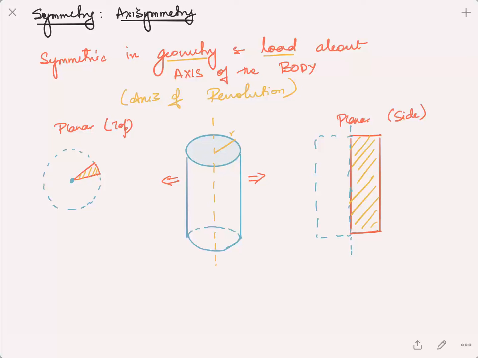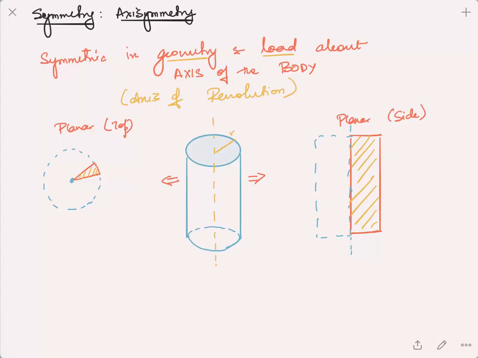So the first one was reflective and the second one is now axisymmetric. And in this case also what we end up doing is looking for a certain axis of symmetry. And in axisymmetry, symmetry in geometry and load is always about the axis of the body, or otherwise also known as the axis of revolution.